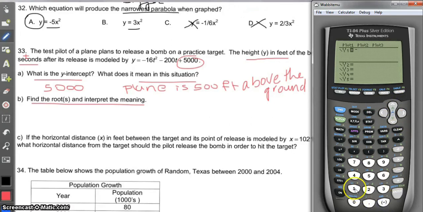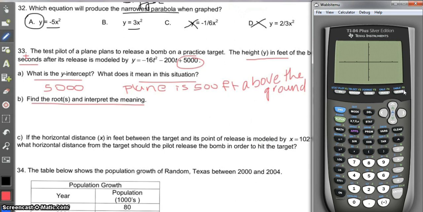So negative 16 x squared minus 200 x plus 5,000. And so they want the roots. So let's graph it. Remember, the roots are where it's going to touch the x-axis.